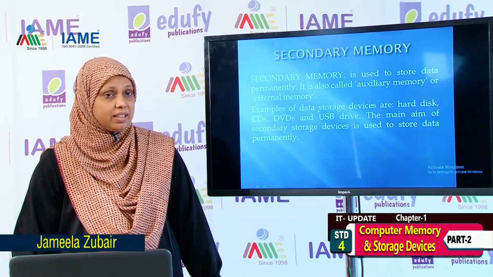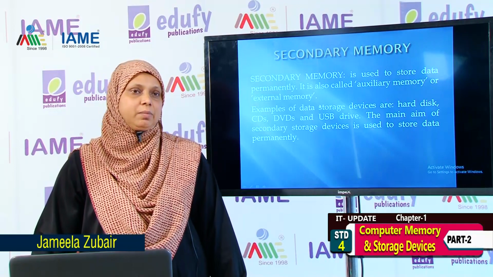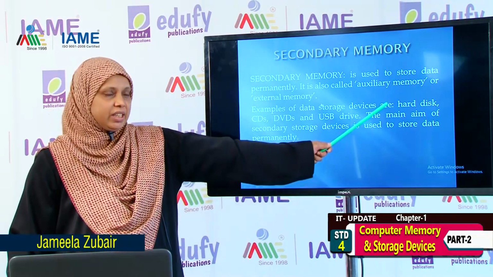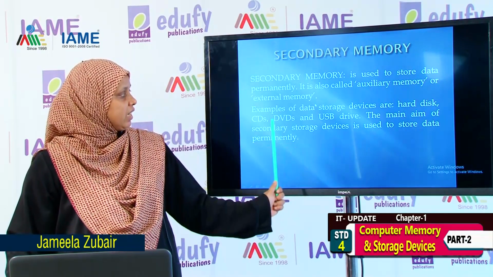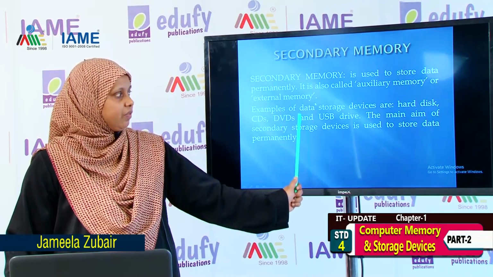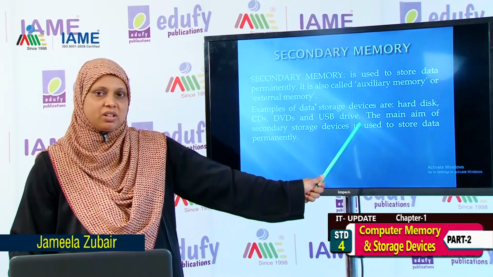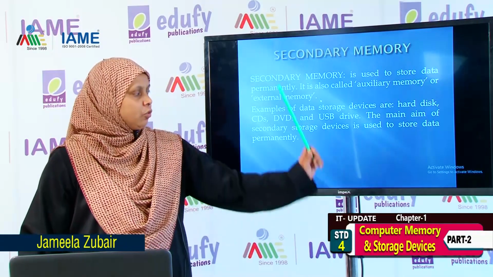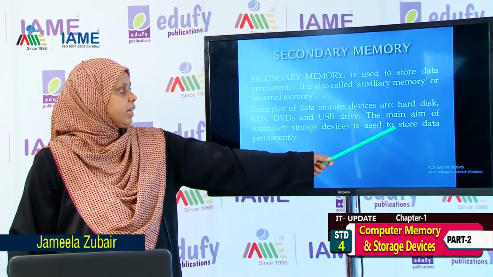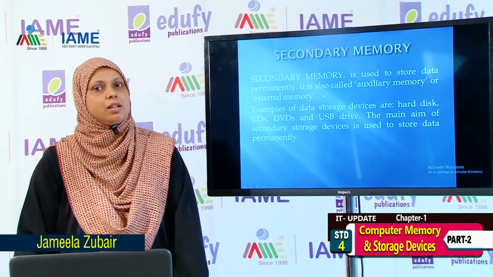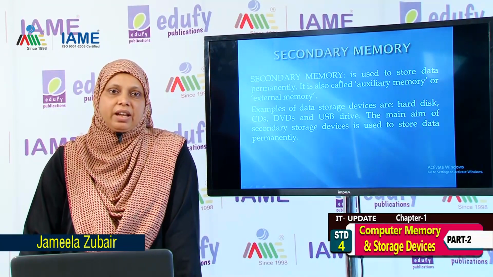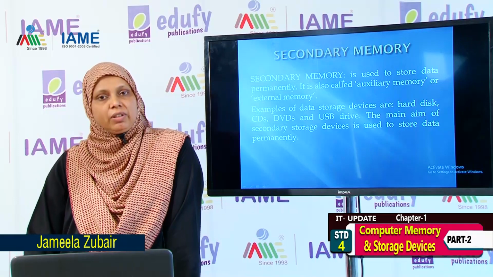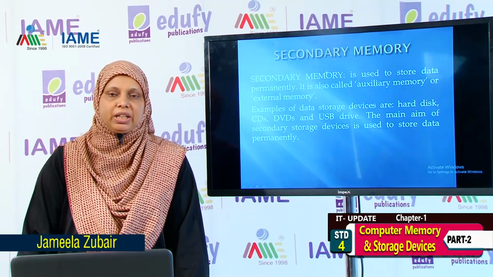Can you give some examples? Okay, let me say the examples. Have you seen a hard disk? Okay, CDs, DVDs and USB drives. These are the secondary memory storage devices. What is the main aim of this? It is used to store data permanently so that we never lose the data. Even if the computer is off, we can get the data easily.